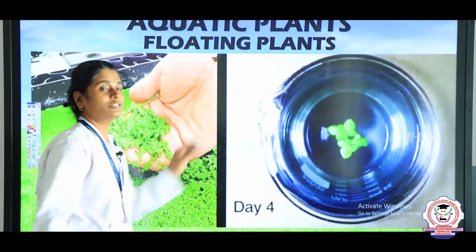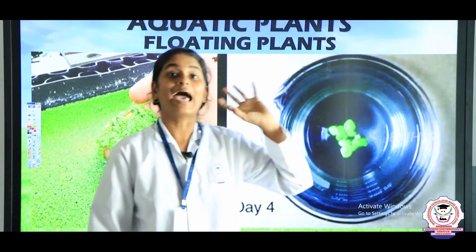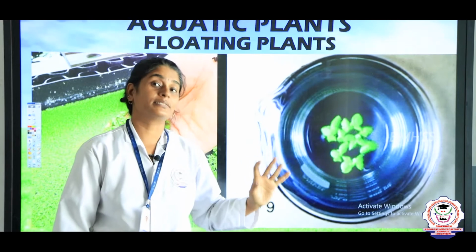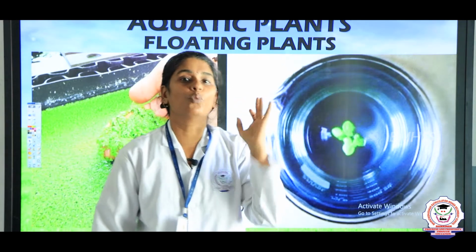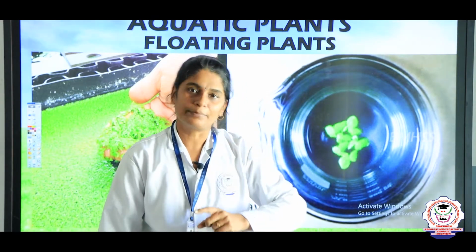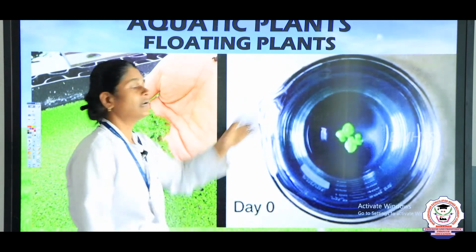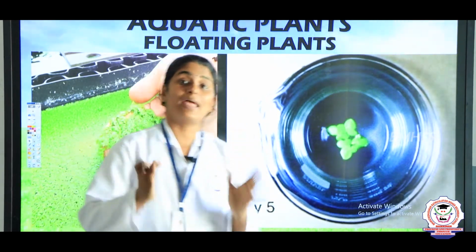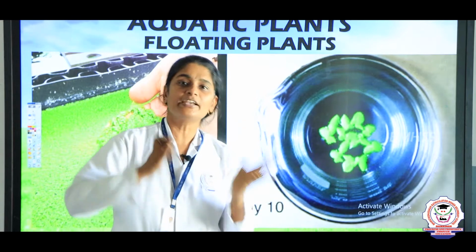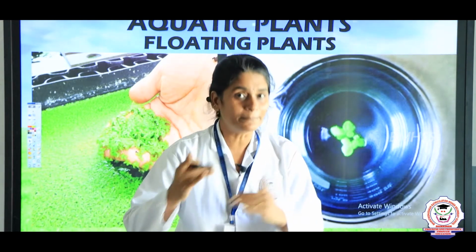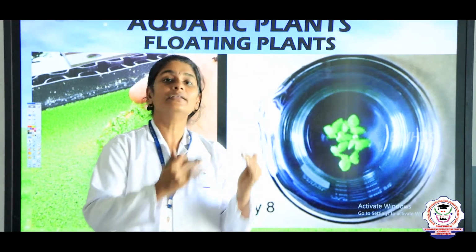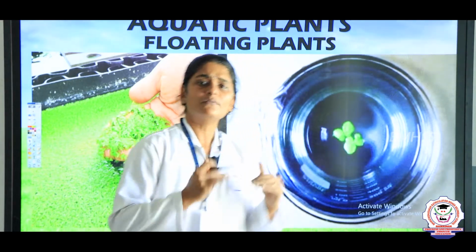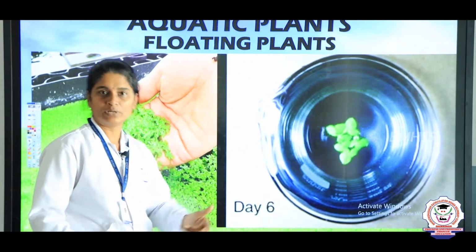In this session we are going to see about the aquatic plants. Aquatic plants are the plants that grow in water. So, what are all the aquatic plants? The aquatic plants are differentiated into 3 types: floating plants, fixed plants and underwater plants. Now we are going to see what floating plants are.